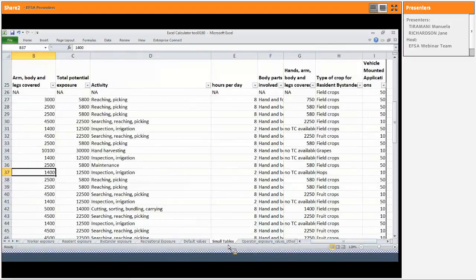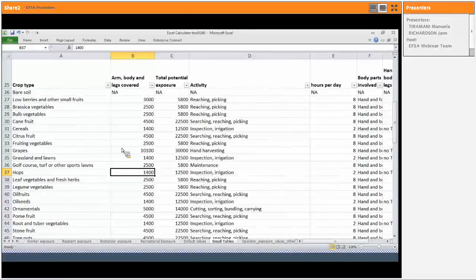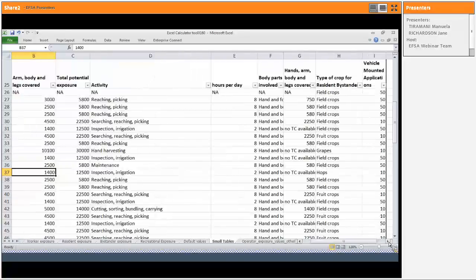So in the small tables, when you select certain values in the input screen, then certain values will be used for the calculator. So for example, if we're looking here, we can see when you select the crop, this will control, for example, the transfer coefficients, the activities, the hours per day, and also the area treated.